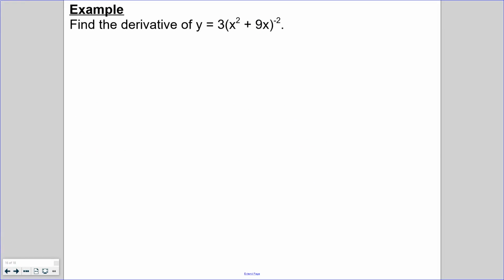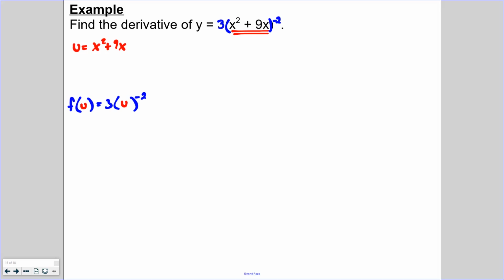All right, let's take a look at another example. So our second example here is we want to find the derivative of y equals 3 times the quantity x squared plus 9x raised to the negative second power. All right, so we said the first thing we want to do is we always want to identify our inside and our outside function. And we can see here that our inside function, which we'll denote as u, is x squared plus 9x. And then the outside function is going to be 3 times the inside function raised to the negative second power. So that means our f of u is going to be 3 times u raised to the negative second power.